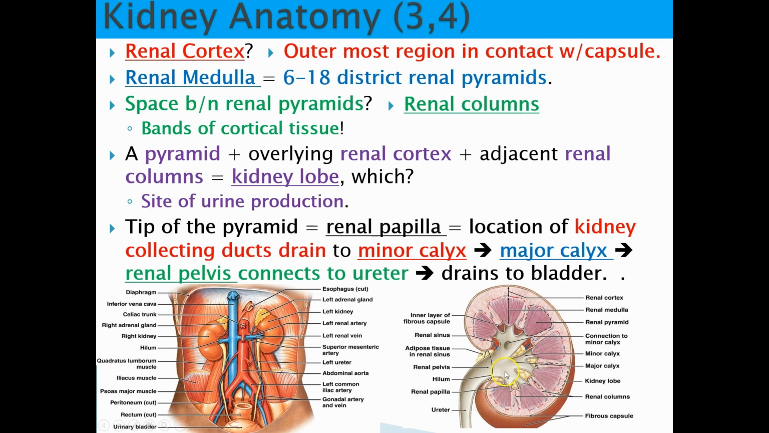Now notice, as those major calyces all come together, they form the renal pelvis. Yes, I expect you not only to know the order of urine flow through the kidney, I definitely expect you to know minor calyx to major calyx to renal pelvis, and that renal pelvis will eventually become the ureter.